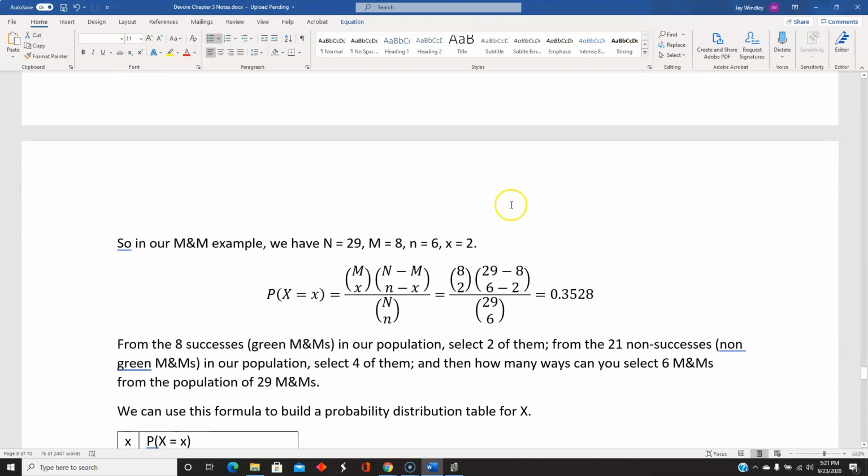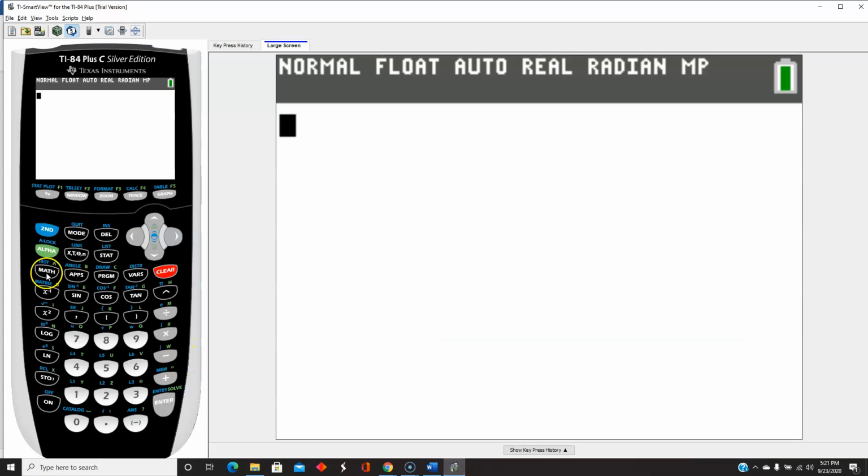In our M&Ms example, the population size is 29. The number of successes in the population is 8. The number of M&Ms in our sample is 6, and the number of successes we want to know the probability of is 2. So we plug all those numbers into the formula and do some combinations on our calculator.